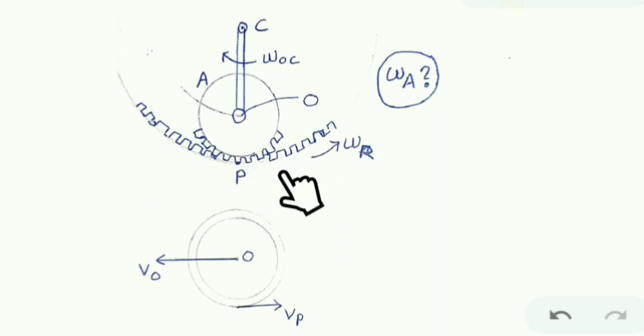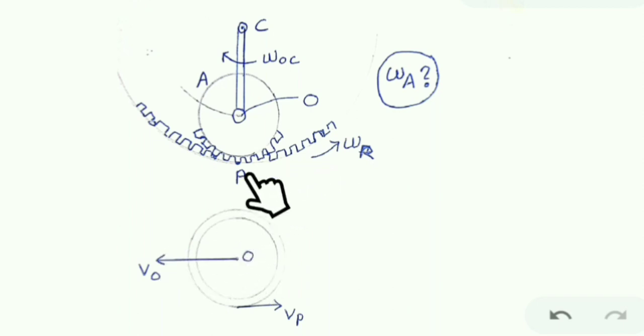If this is going counterclockwise and this is moving clockwise, where would be the direction of the linear velocity at point O? Obviously, it will go like this. The velocity will be perpendicular to this OC link. See here, I have shown it as VO.